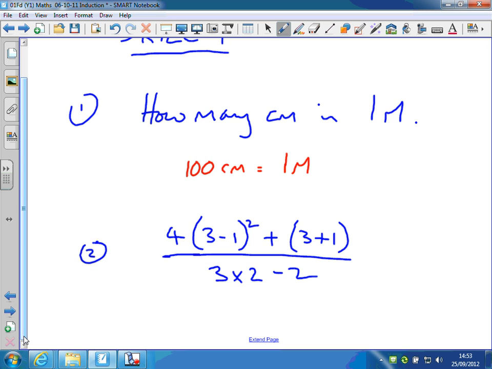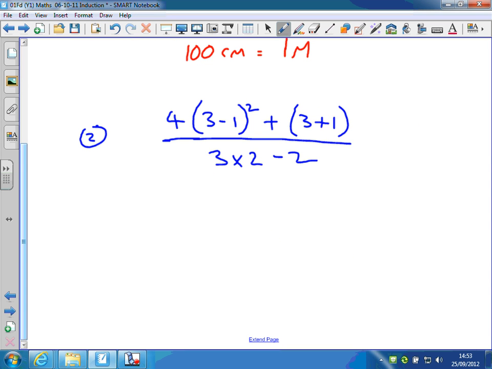Number 2 is asking about BIDMAS, BODMAS, whatever you call it, the order of operations. I've got to divide the answer that goes on the top by what goes on the bottom. So I'm dividing the top by the bottom. That's the final calculation I'm going to do. So what is the top? What's the order? Brackets first. There's two sets of brackets, so it doesn't matter which order I do them in.